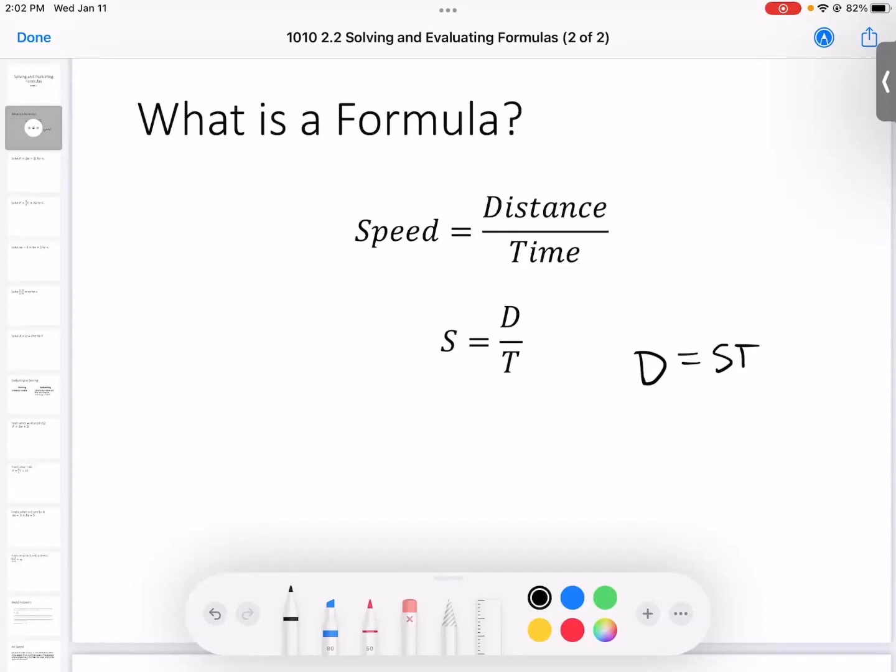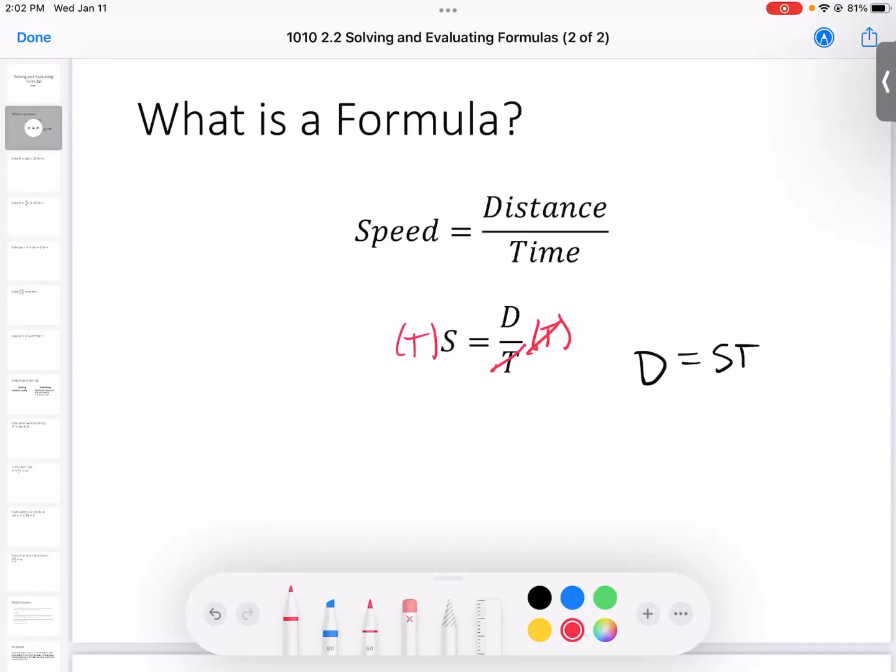So formulas can be written in lots of different ways, and we can convert this formula into this form by doing the things that we talked about yesterday. We learned yesterday that if you multiply both sides of an equation by something, then the equation will still stay true. So if I multiply both sides of this equation by t, I could cancel out these t's, which would give me distance equals time times speed, which is this formula here.